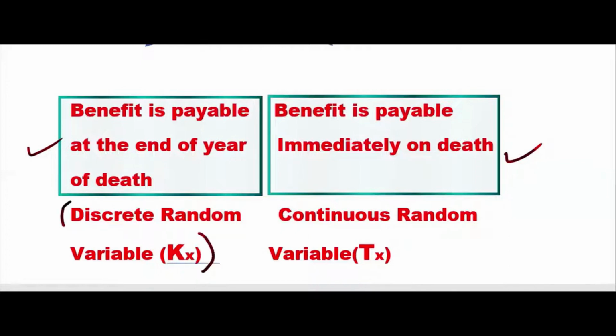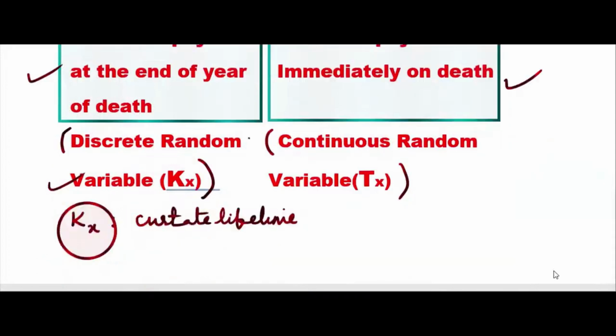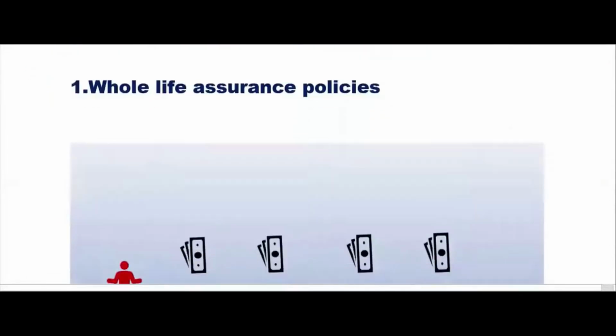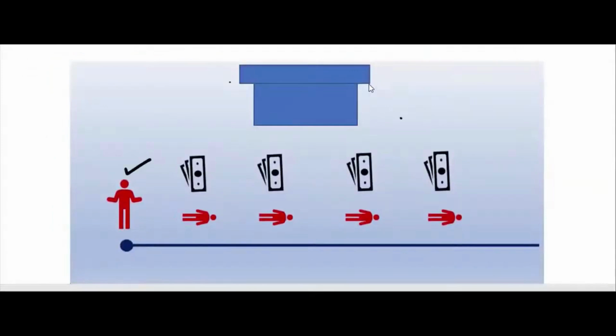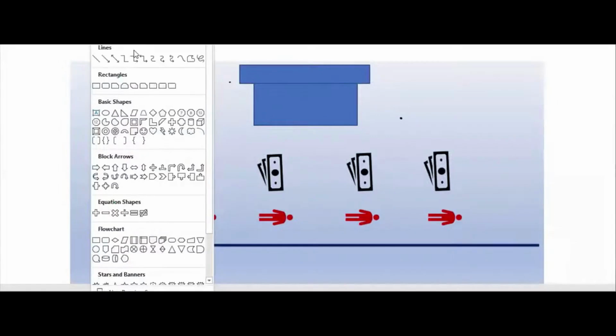In today's class, we'll discuss how to use Kx, and in the next class we'll discuss how to use Tx, the continuous random variable. Kx is called the curtate lifetime random variable. We'll see how we can use Kx in today's class. Let's proceed further. When I say whole life assurance policy and this guy buys a policy from the company, then what will happen?